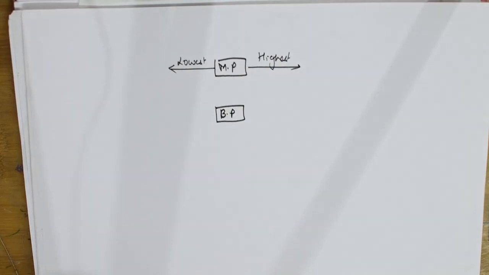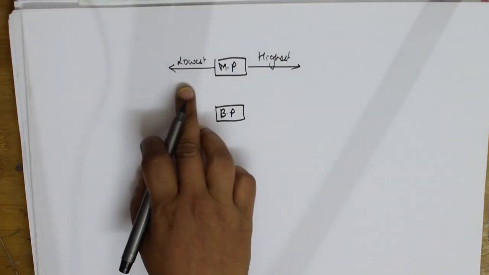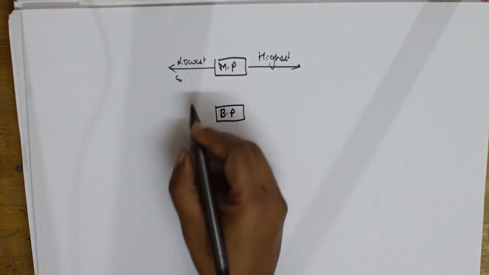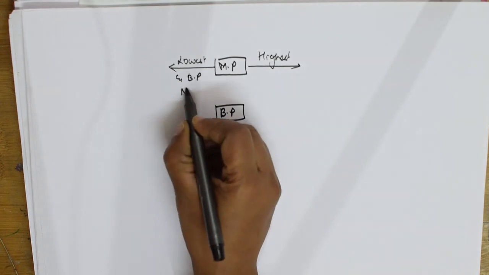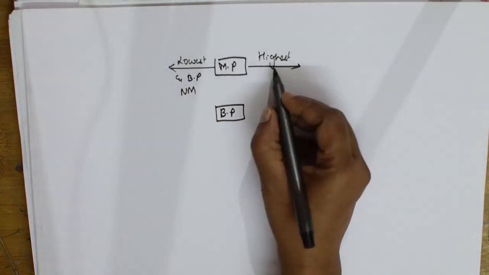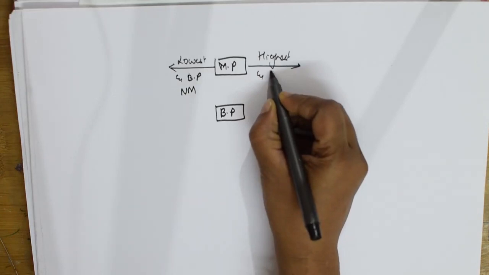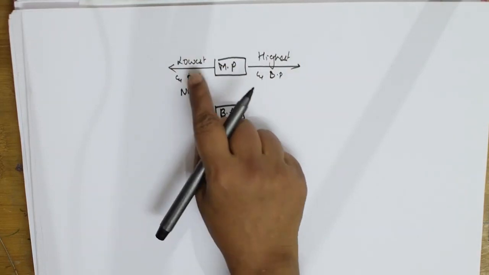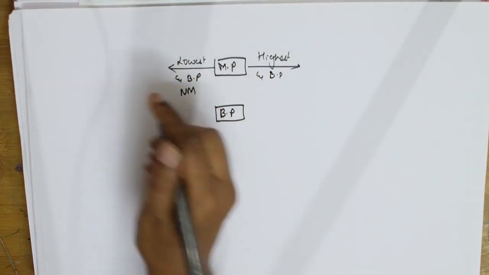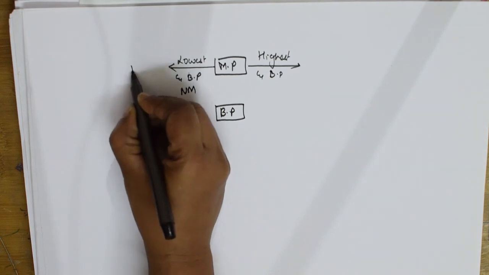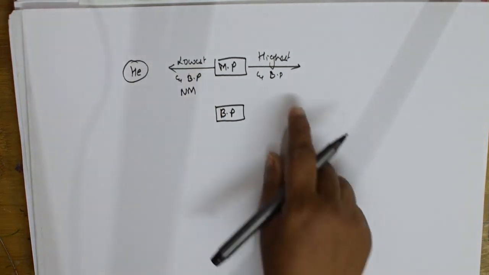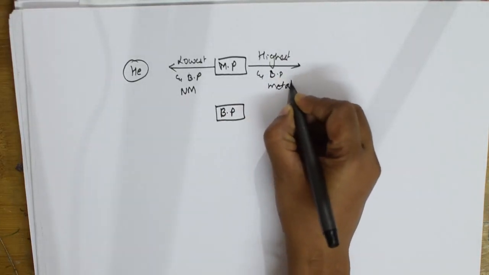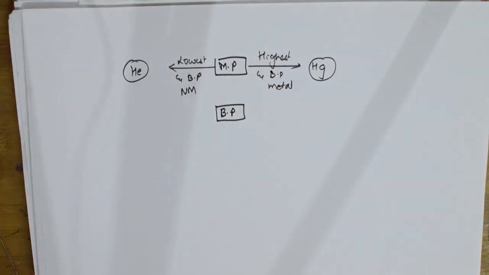Lowest melting point and lowest boiling point non-metal, and highest melting point as well as highest boiling point metal. The lowest melting point, lowest boiling point non-metal is nothing but helium. The metal with the highest melting point and highest boiling point is what? It is nothing but mercury.